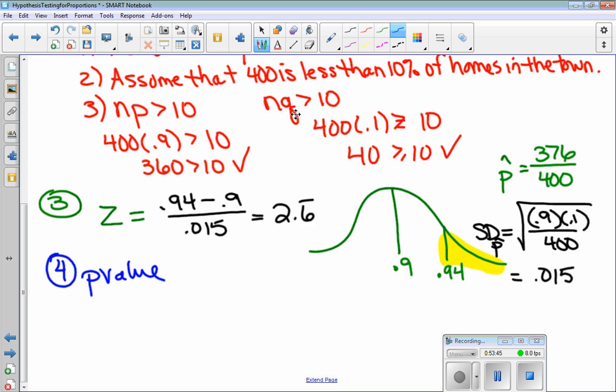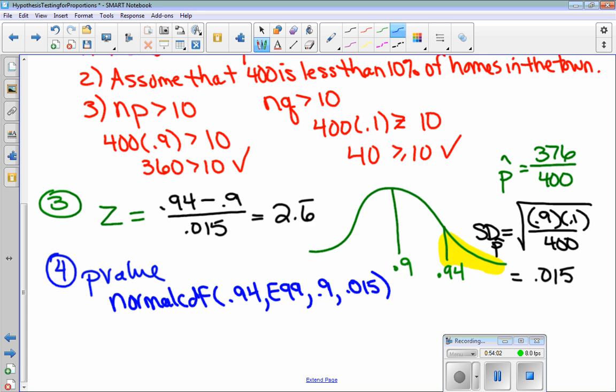We've gone ahead and drawn it. So how do I find it? Normal CDF. Lower bound. Upper bound. Mean. And standard deviation. Well, approximately. Okay. Let's figure out what that is.